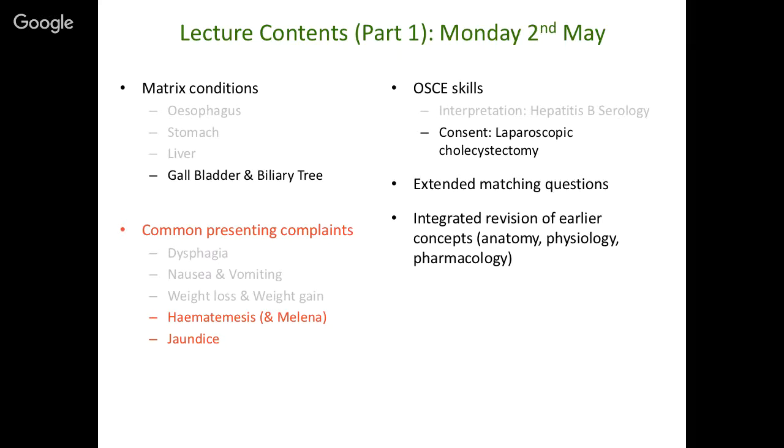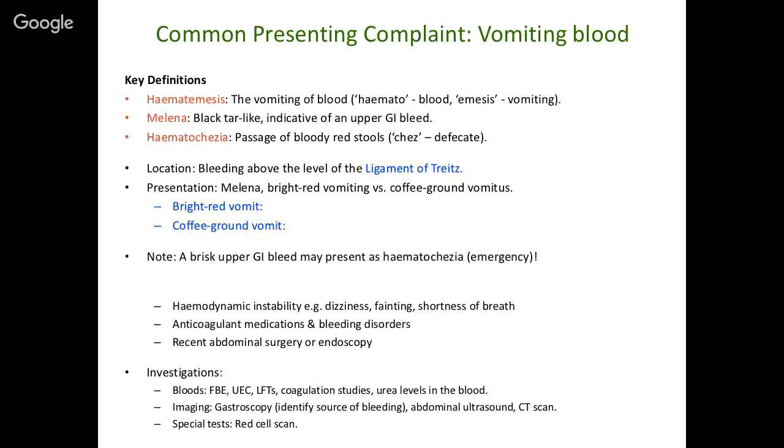Okay, in the last 10, 15 minutes, we'll go through the rest, which isn't much. So hematemesis and melena. Hematemesis is the vomiting of blood. Melena is that black tar-like feces. It's caused by hemoglobin being altered by chemicals in the gut, and it's been in the GIT for a while. And then hematochezia, which we'll talk about next week, is a passage of bloody red stools.